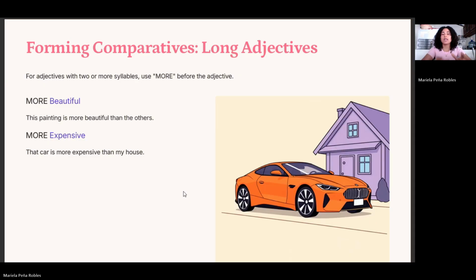And another rule is, when an adjective has two or more syllables, the comparative is formed with the word more plus the adjective, such as more beautiful or more expensive. For example, we see on the screen, this painting is more beautiful than the others, or that car is more expensive than my house.